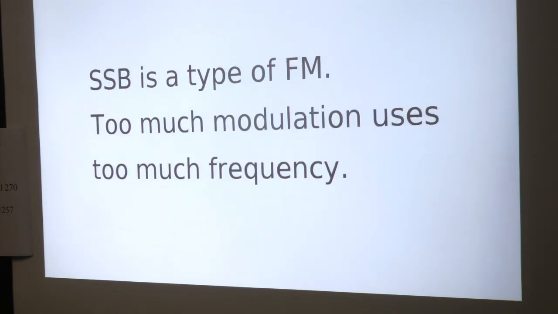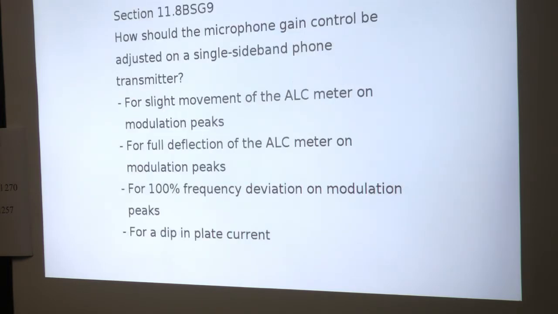If you remember, single sideband is a type of modulation. There's only really two, AM or FM. Single sideband is just one particular type, like narrow FM or wideband FM. If you have too much modulation, it uses too much frequency and jumps outside of that particular channel. So, how should the microphone gain control be adjusted on a single sideband phone transmitter?